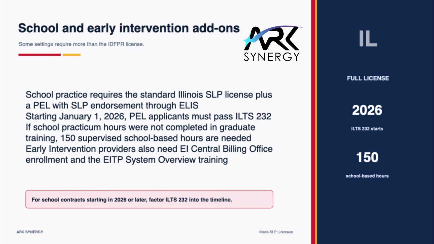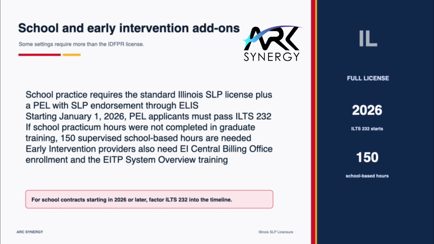If you plan to practice in Illinois schools, you need 2 credentials. So first, the standard Illinois SLP license that you will need. So that will cover all clinical settings. Second, a professional educator license with a speech-language pathology endorsement issued through the Illinois State Board of Education via the ELIS system. This is required for school-based practice and is separate from your clinical license.